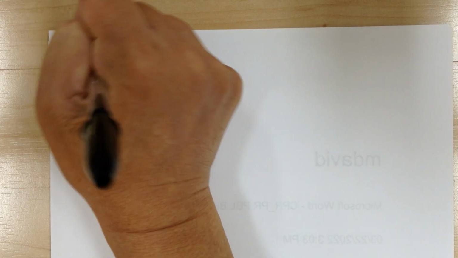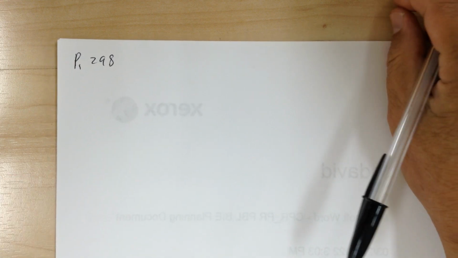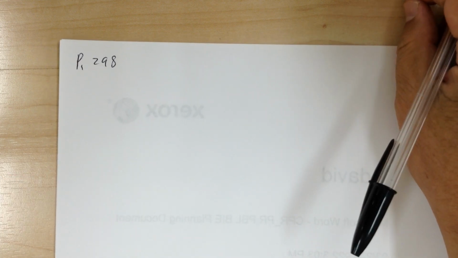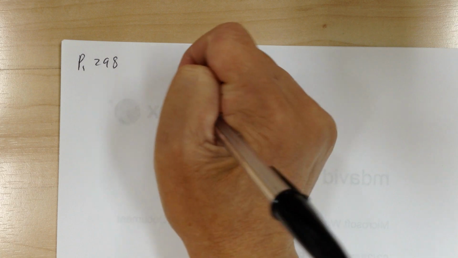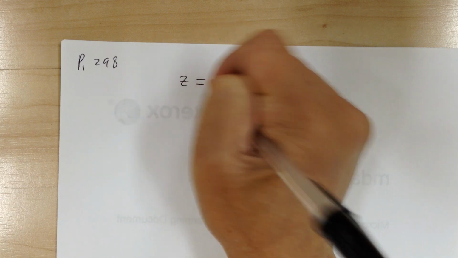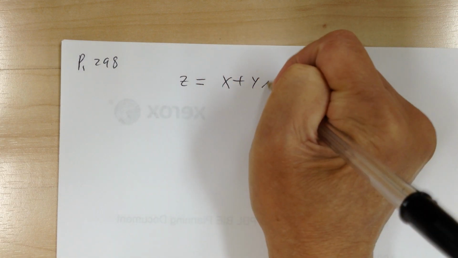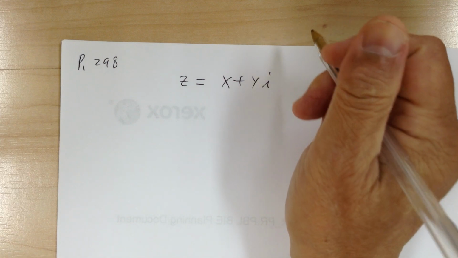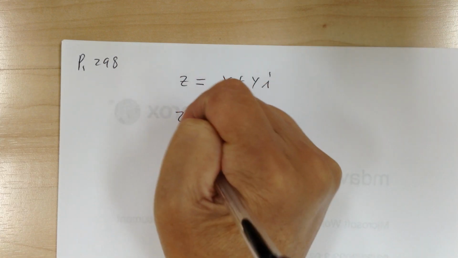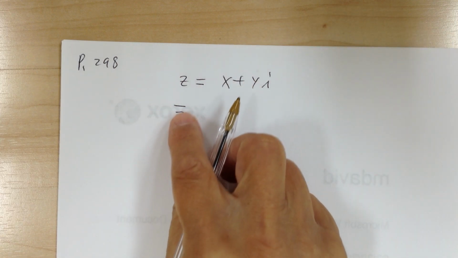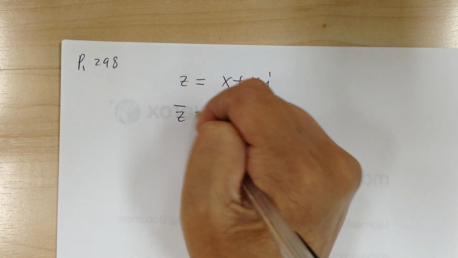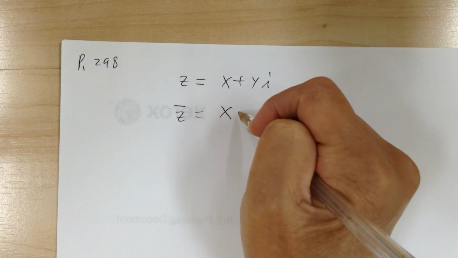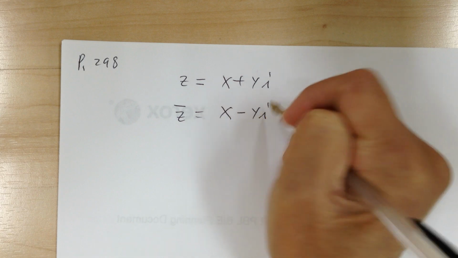Let's go to page 298. This lesson is a little bit extra about conjugates and absolute values. If you let z equal a complex number, so z equals x plus yi, and you have the little bar on top of it, this means conjugate. So this becomes x minus yi.